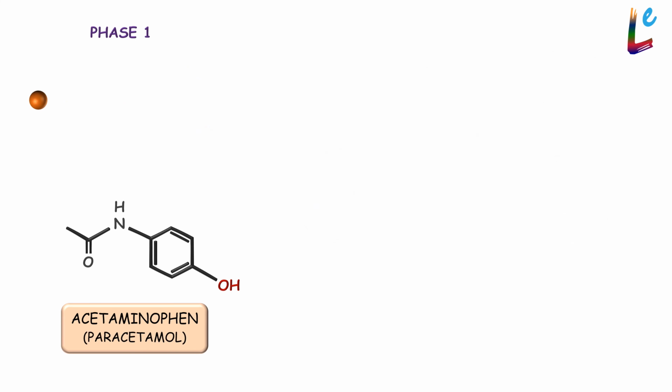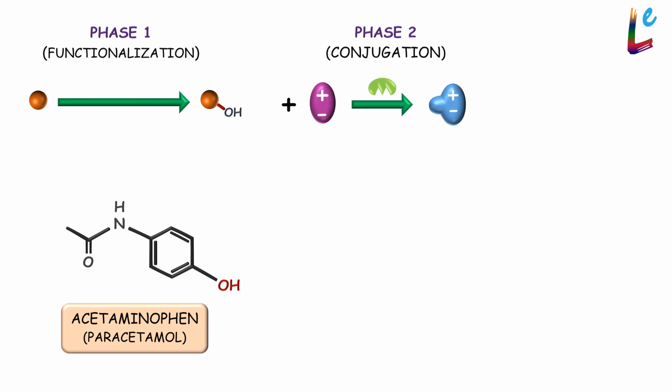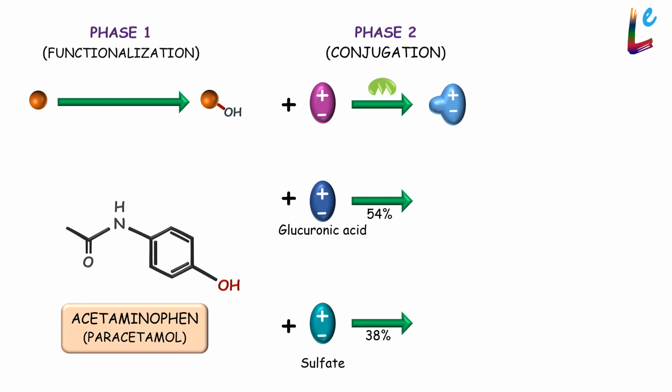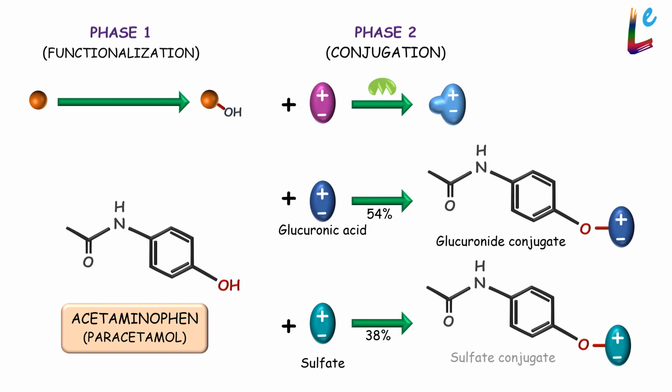The first phase of drug metabolism is functionalization. That is, a functional group is introduced or unmasked so that the drug can be conjugated. But if you look at the structure of acetaminophen, it already has such a functional group. So, acetaminophen can directly enter phase 2. Here, it is conjugated with glucuronic acid or sulfate. And the major metabolites of acetaminophen are glucuronide and sulfate conjugates.